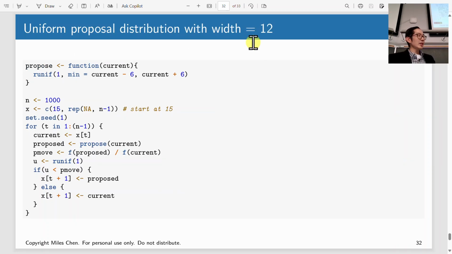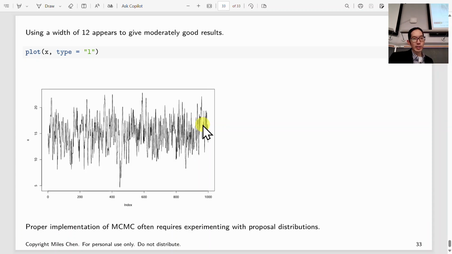With all of these things you're looking for the Goldilocks solution, not too big, not too small, just right. So here's one where I have a width of 12, current value plus or minus 6. These are all uniform. And when we do that, this is what my chain looks like.